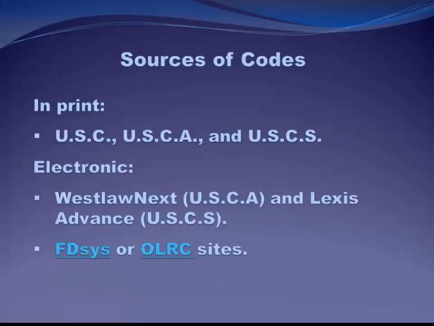We're all going to be doing statutory research at some point in our future. So in print, you go to the U.S. Code, the United States Code Annotated, or the United States Code Service. Electronically, you can go to Westlaw Next to get the USCA, and you go to Lexis to get the United States Code Service. And then you can also get the United States Code on FDsys or the Office of Law Revision Counsel websites. Both of them are great sources and free, completely up to date, authoritative, but of course they don't have any of those great annotations that I talked about that the USCA and the USCS have.